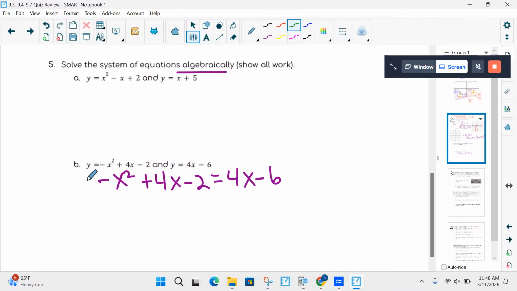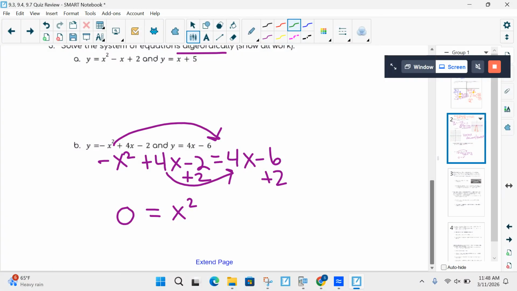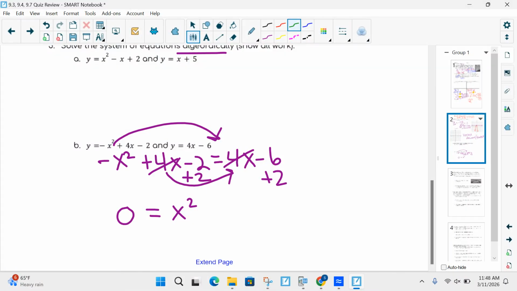All right, now I'm going to move everything over. Instead of subtracting the 4x and adding the 6 over, since the x squared is negative, I'm going to add all of these terms or subtract them over to this side. So I'm going to add the 2 over to make this side equal to 0, because I can't factor if the leading coefficient is negative. So add the x squared over. If I subtract the 4x over, though, the 4x's are going to cancel out. And then negative 6 plus 2 is negative 4.